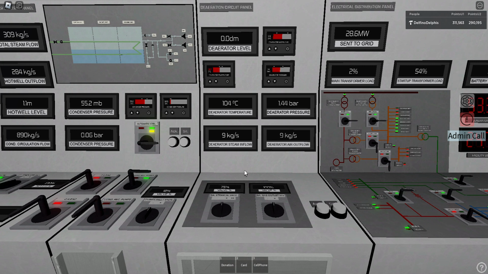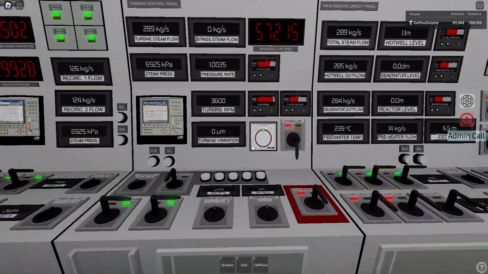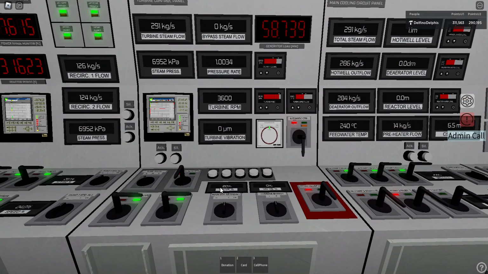Because I'll still be rising power. Okay, anyway. So now, what changes? When you are synced, the RPM no longer change. They stay as they are. But you can still continue to change the pressure with the turbine valve.